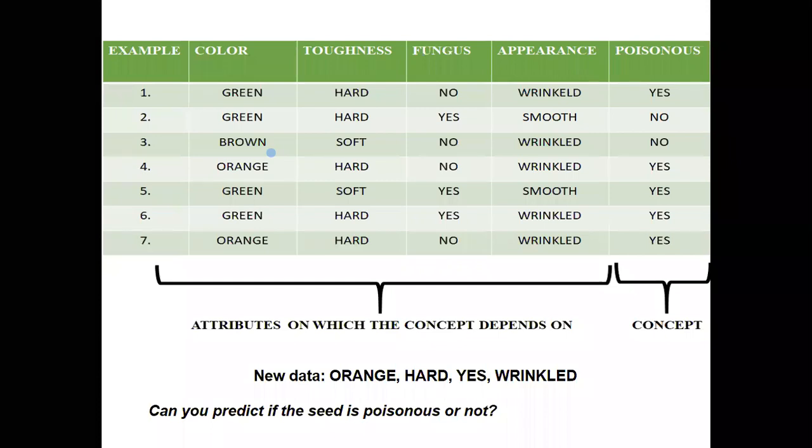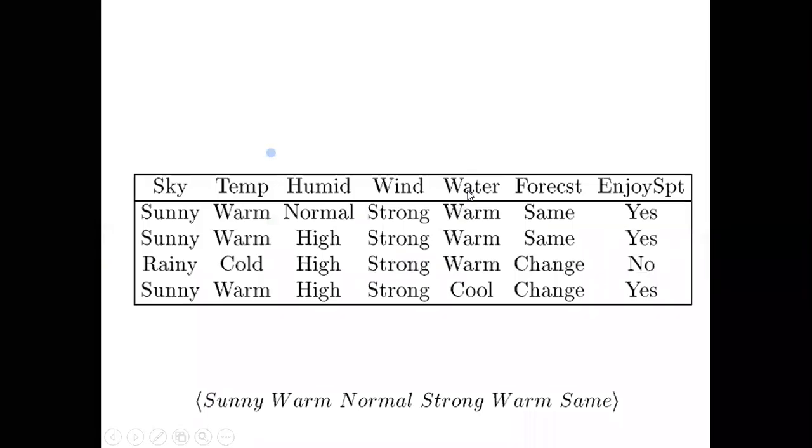Simply don't type answers. Just compare and tell me, is it poisonous or non-poisonous? Okay, yes, it is poisonous. Based on the examples given in the data, if you provide the new data, our system will classify this new data as poisonous itself. So this is one example data set, and you can see one more data set here.